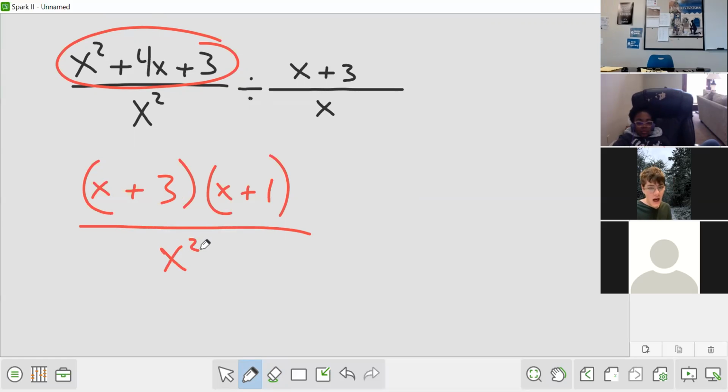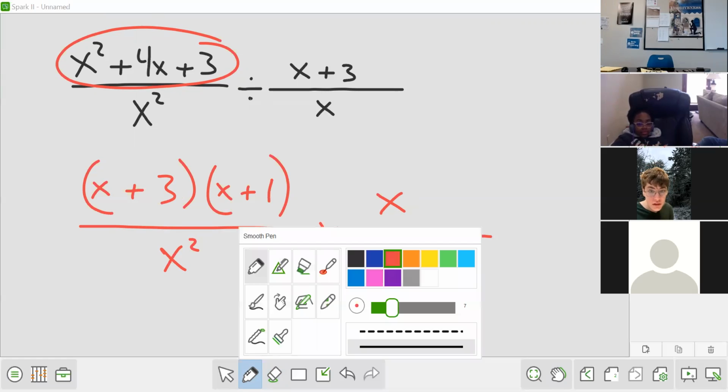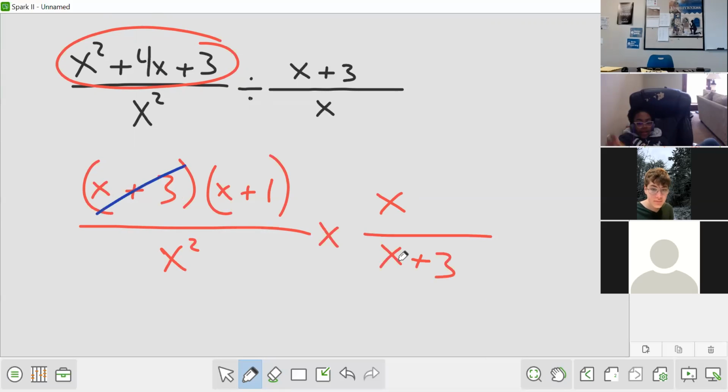Yes. And then times, flip the fraction, x plus 3. I can do a bunch of cross canceling now again, because you have an x plus 3 on that and an x on that side. When x squared. So you're left with x plus 1 over x.